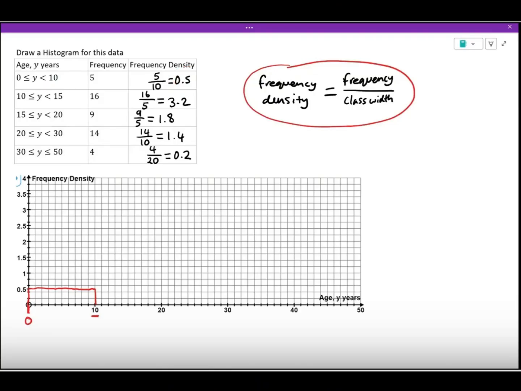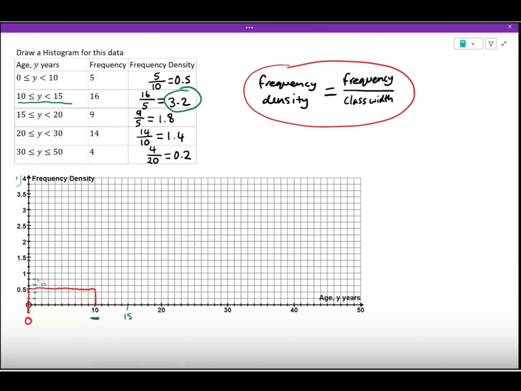For our second one, it's going to be 10 to 15. Identify where 10 is, which is here, where the last bar ended. Then 15 would be halfway between the 10 and the 20, so that is this point here. I will just note 15. Now the height of my bar should be 3.2, so let's look at the scale on my axis. I believe there are 5 boxes taking me up to 1. If we do 1 divided by 5, that gives me 0.2.